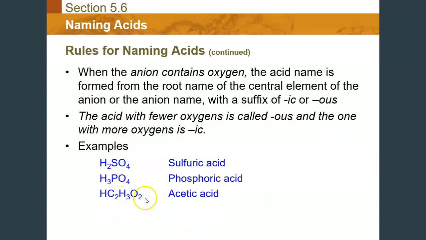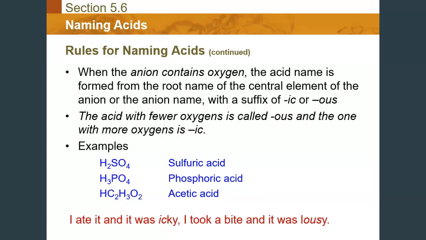Acetate, C2H3O2. So it really doesn't go back to a root element here because it is a charged molecule, the acetate polyatomic ion. Acetic acid, commonly known as vinegar. A solution of roughly 5% acetic acid is what is known as vinegar.